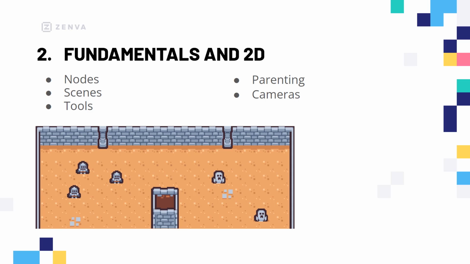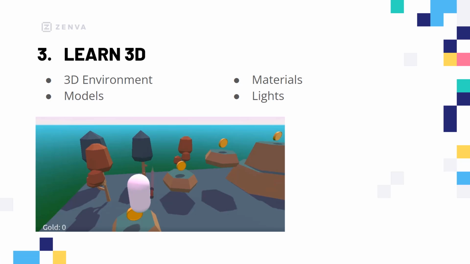We then took that knowledge and transferred it over to 3D, where we looked at creating models, applying materials to those models, and seeing what each material can do differently from one another, as well as lighting.